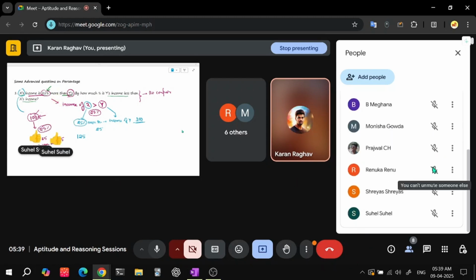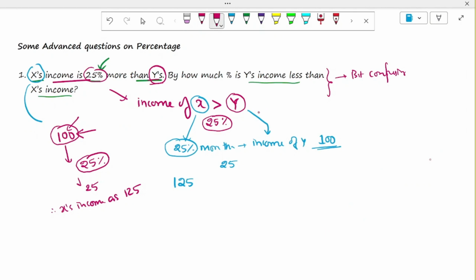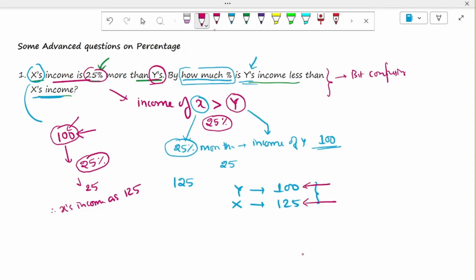Okay, fine, good. Now, what is the next part? By how much percentage is Y's income less than X's income? Now we know that Y's income is 100 and X's income is 125. This is clearly known now. You need to find how much percentage this particular value is less than that value.